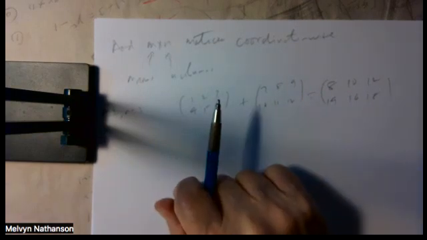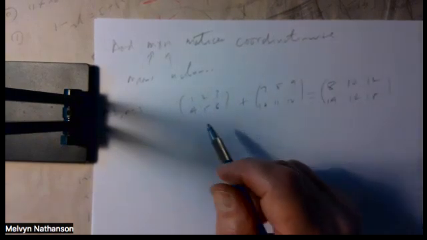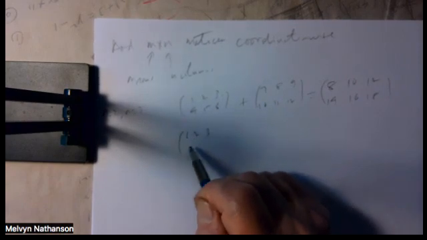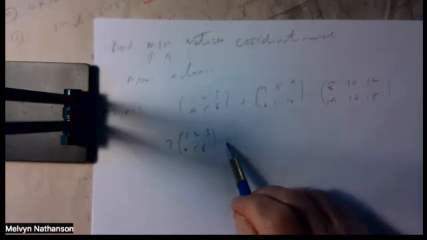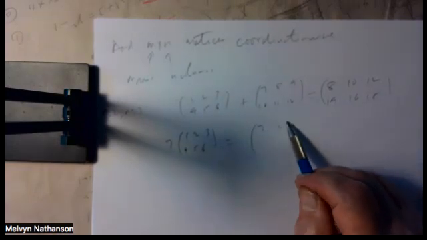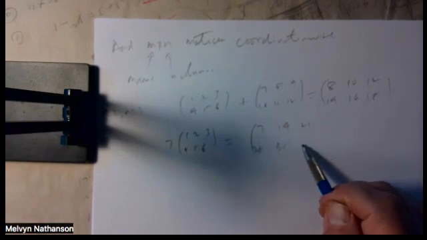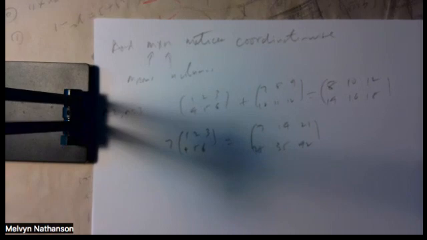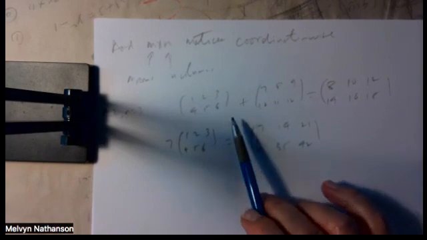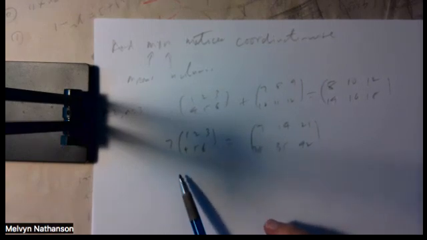And you can define scalar multiplication again in the obvious way. If I have the matrix 1, 2, 3, 4, 5, 6, and I want to multiply it by 7, I multiply every coordinate by 7. And with this definition of matrix addition and scalar multiplication of a matrix, I actually get another vector space.